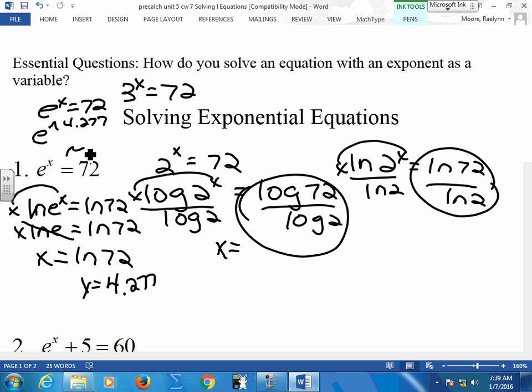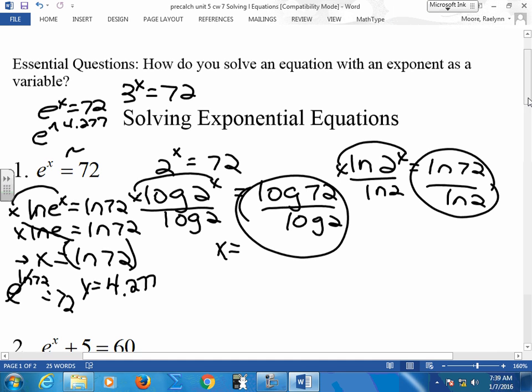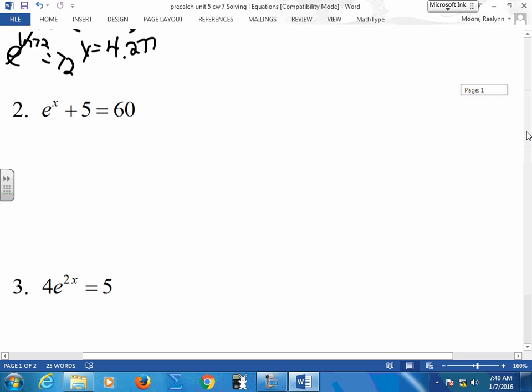Okay? Here's another cute thing. If you left this here, watch. If I stuck this in for x, e raised to the ln 72, what happens to e raised to the ln? Cancels out. That's another quick way to check. That's a cute little rule. There's a lot of ways you can work your logs. This is your basic equation when you have no logs.